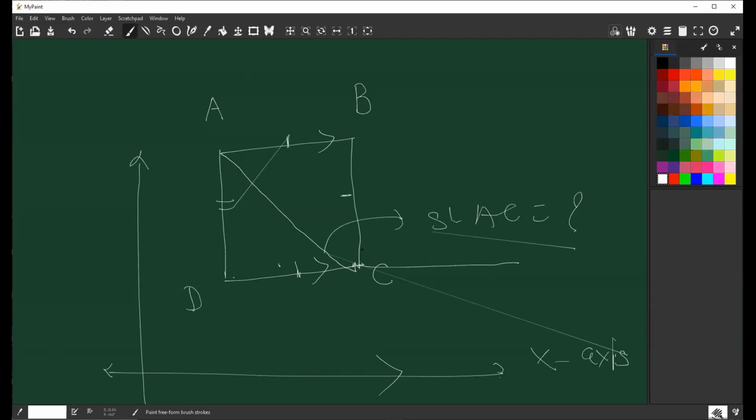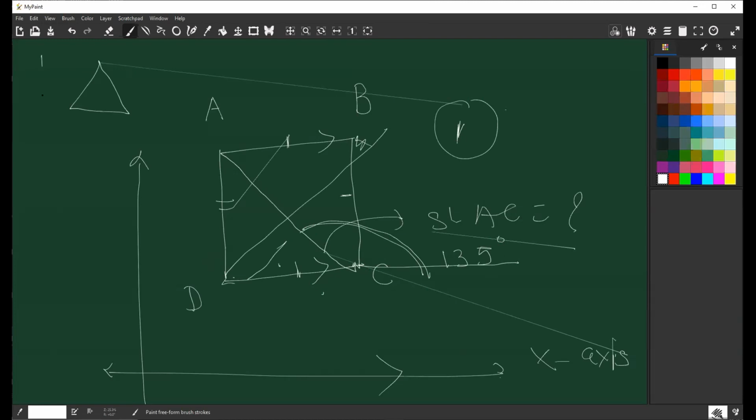If I take this further, this is an inclination of AC which is 135 degrees. So slope AC is -1, which means my slope BD will be +1. Correct? Product of the slopes is -1. Everybody clear?